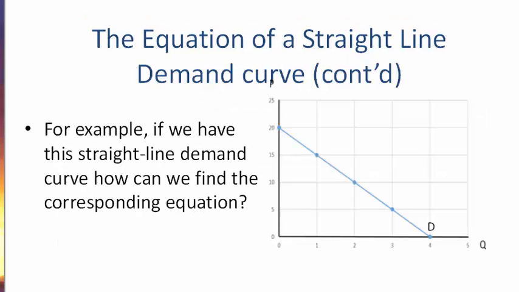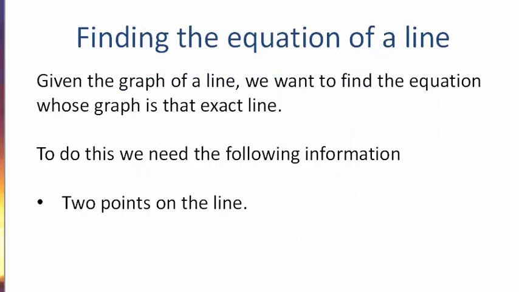So for example, if we have this demand curve here, how could we find the underlying equation that corresponds to this demand curve? In order to answer such a question, we need to be able to find the equation of a line. That means that we're going to be given the graph of a line, and we want to find the equation whose graph is that exact line. And in order to do this, we're going to need 2 points on the line.